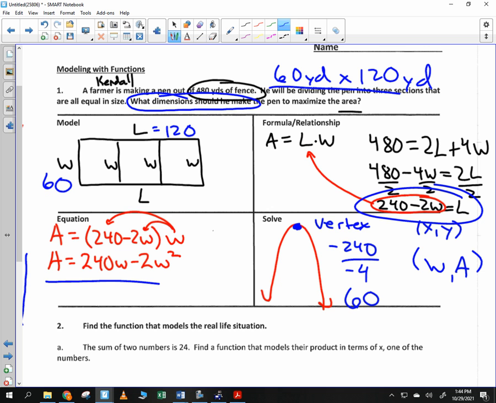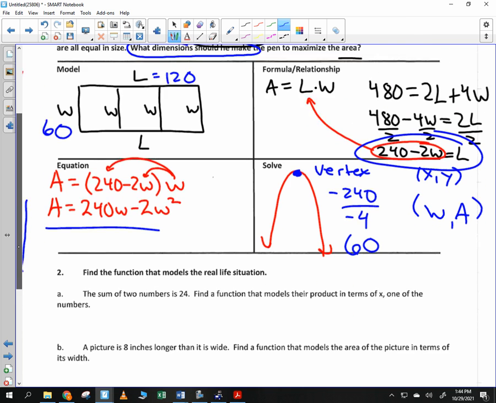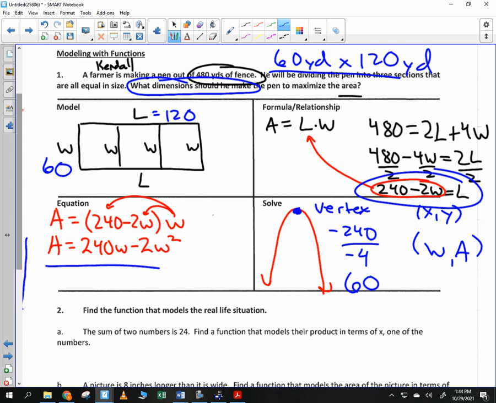Yes? 240 minus 2 times W, which is... Yes. And that's where you're getting 120? Yeah. Okay. All right. Yes. Okay, so 60 goes in for W.